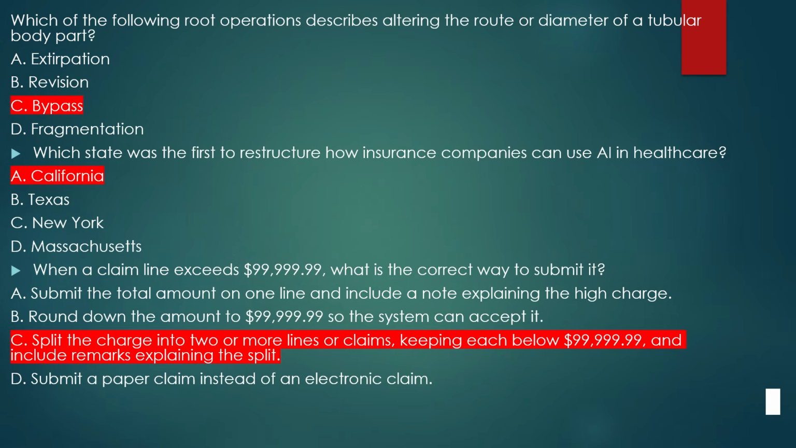Which of the following root operations describes altering the root or diameter of a tubular body part? A. Extirpation. B. Revision. C. Bypass. D. Fragmentation. Which state was the first to restructure how insurance companies can use AI in healthcare?